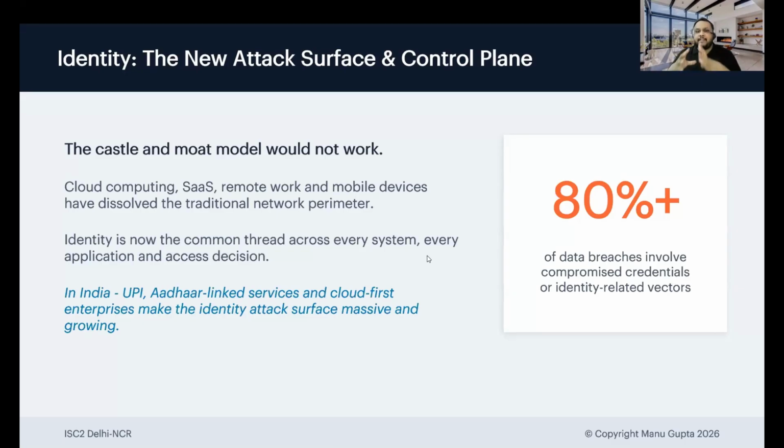So what is essentially left is identity. And your identity is now that common thread across every system, every application, and most access decisions. Whether a human logs into a SAP system or an API key authenticates to a microservice, it all starts with an identity. According to reports, the vast majority of data breaches, estimates put it above 80%, involve compromised credentials or identity-related attack vectors. Phishing, credential stuffing, privilege escalation, session hijacking, these are all different types of identity attacks.